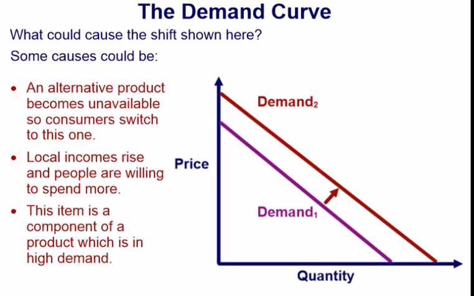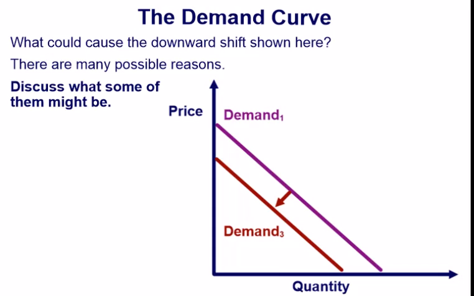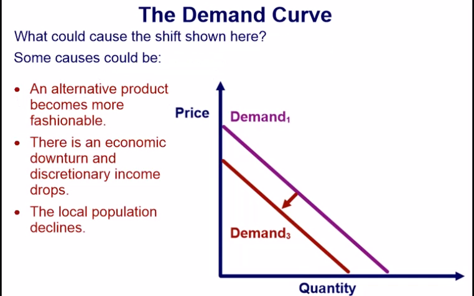Some causes could be an alternative product becomes unavailable, so consumers switch to this one. Local incomes rise, and people are willing to spend more. This item is a component of a product which is in high demand. What could cause the downward shift shown here? There are many possible reasons. Discuss what some of them might be. What could cause the shift shown here?